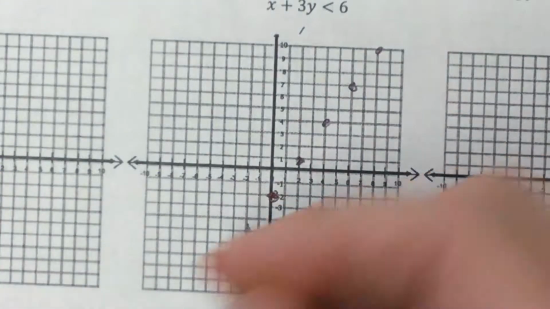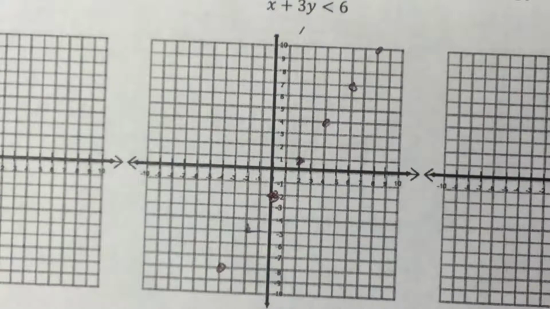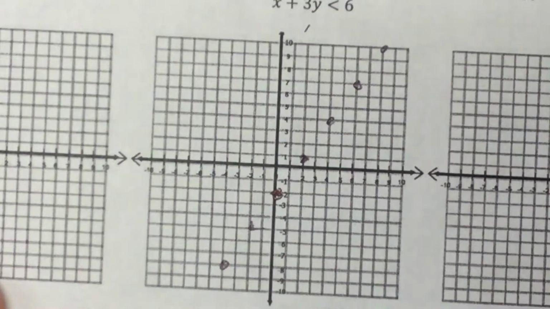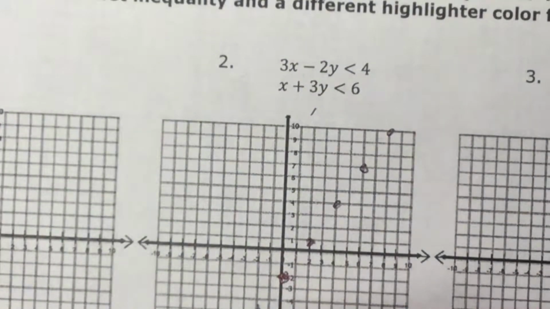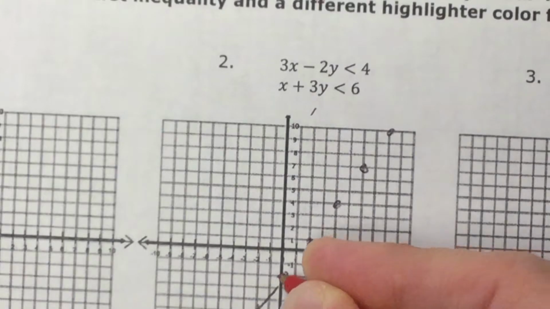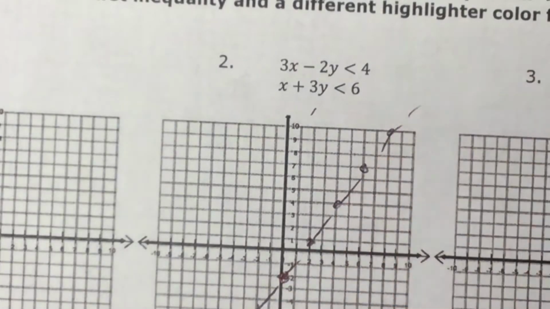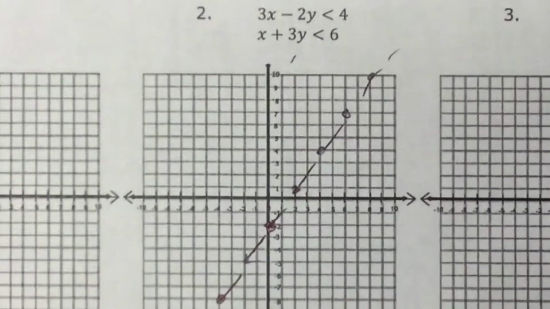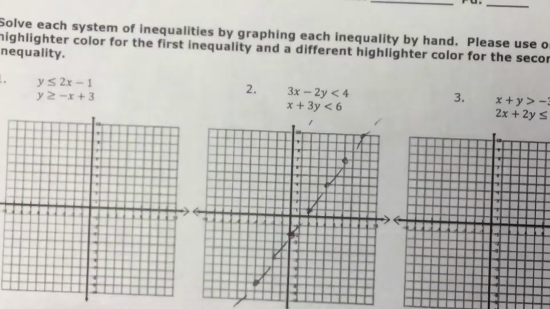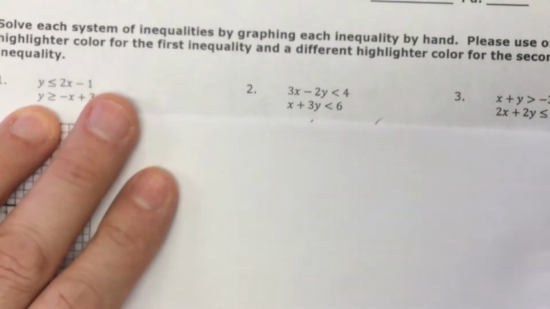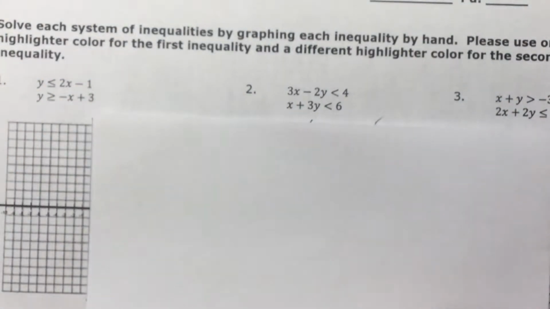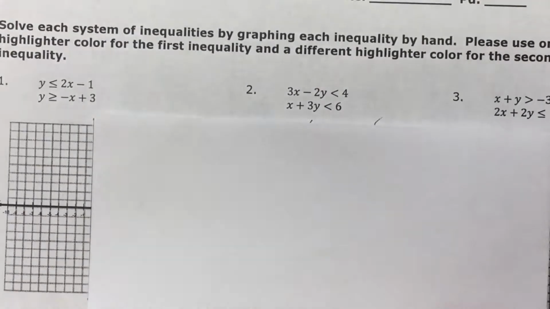Now when I make my line, is it going to be solid or is it going to be dotted? This one's going to be dotted. I say dotted, dotted, dashed, same thing, right? There it is. All right, let's do the second inequality really fast. So we have x plus 3y is less than 6.